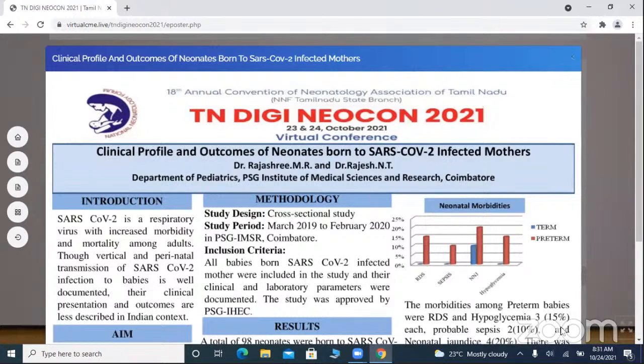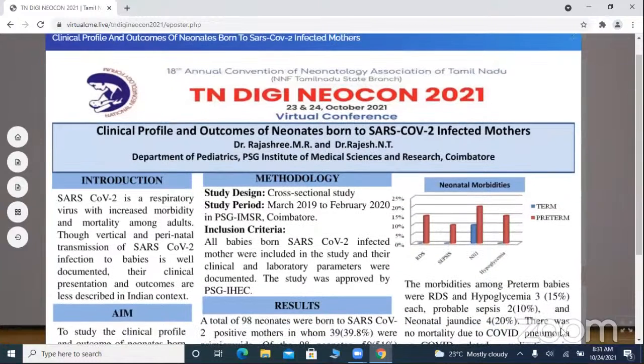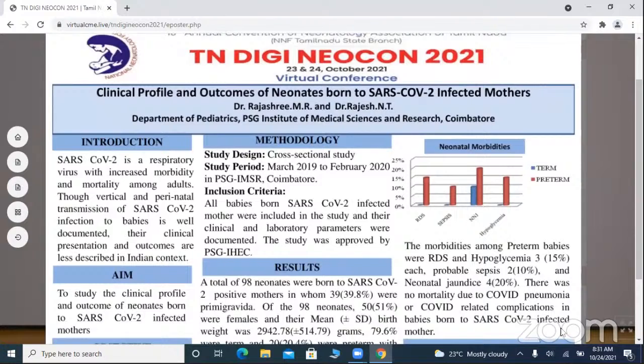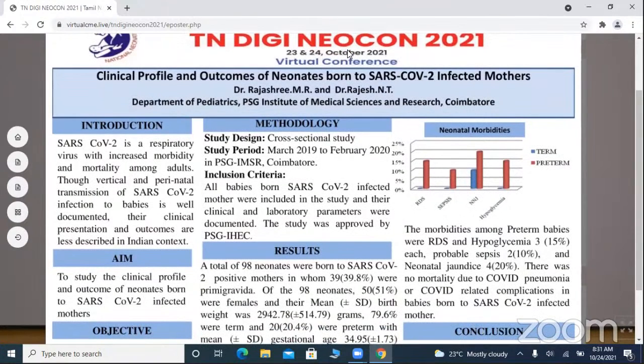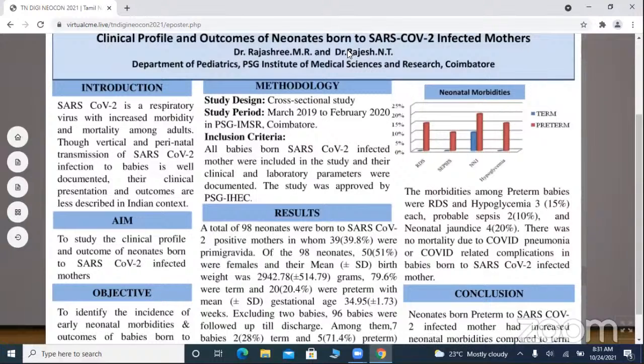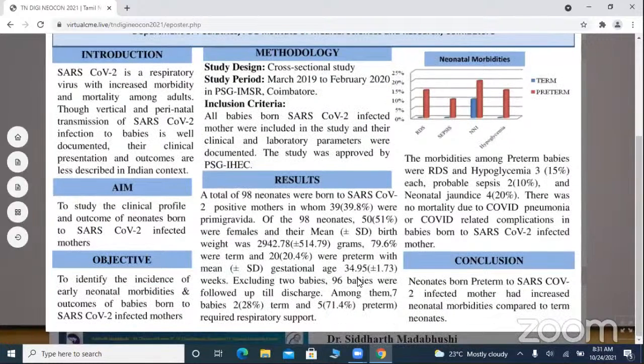So in our study, a total of 98 neonates were born to the SARS-CoV-2 positive mothers, of whom 50% of the babies were female, and their mean birth weight was 2,942 grams. Among 98 neonates, 2 neonates were lost to follow-up, and 96 babies were followed till discharge. Of them, 79.6% were term babies, and 20.4% were preterm babies, with a mean gestational age of 34.95 weeks. Of all 96 babies, 7 required respiratory support. Of them, 2 were term and 5 were preterm babies.